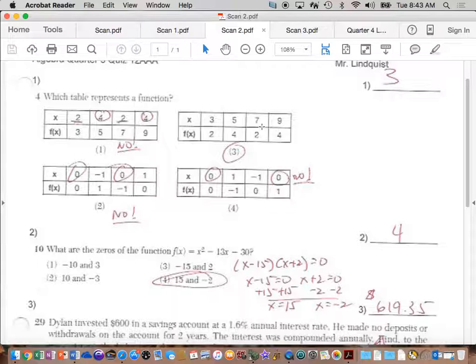Did anybody who got number 1 wrong misread the question? AJ? Yeah, normally it says which one is not a function. You know the one that's not a function is the one that repeats the x value, right? Thought it was the y. No, the y value is irrelevant. Listen carefully, guys. Definition of a function: every input must have its own unique output.